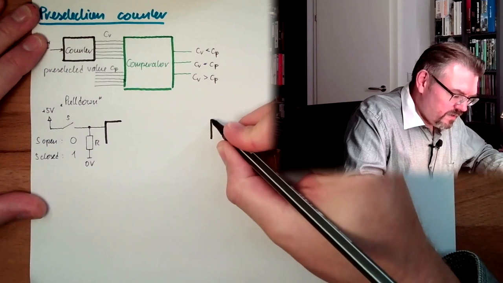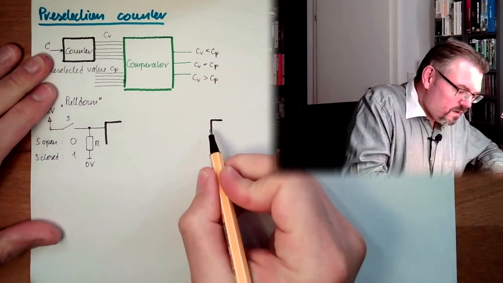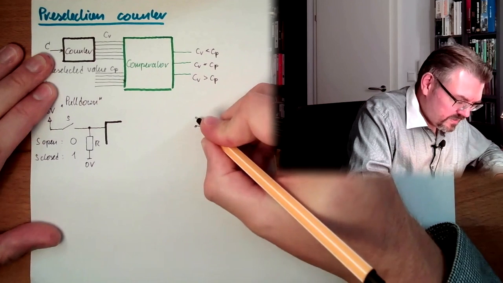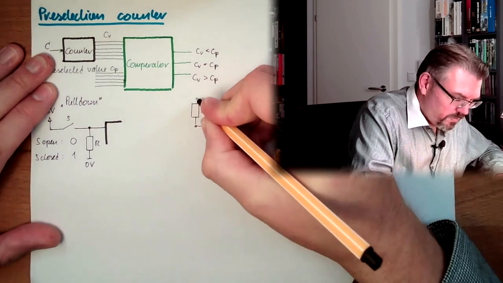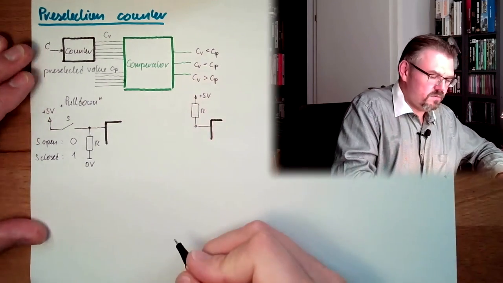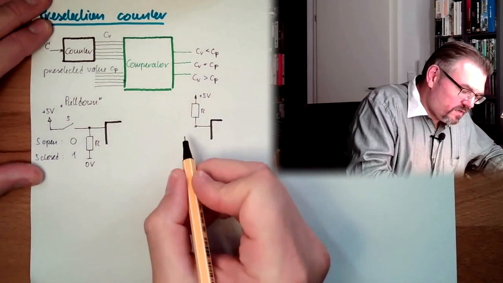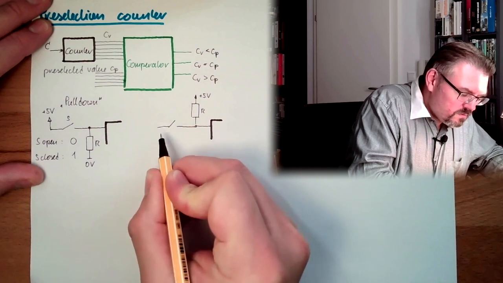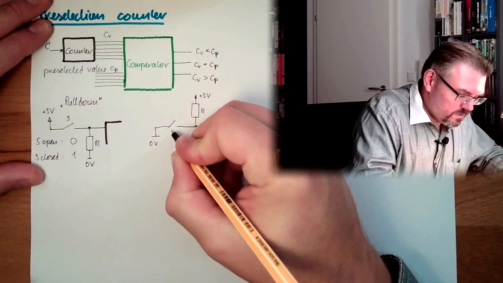Second possibility can be the same element here, doesn't really matter. I'm using a resistor, and this resistor is not connected to 0 volt, but to plus 5 volt, the high level of the logic used. And then we have again this switch here. And this switch I'm now connecting to 0 volt, to ground. Here we have the switch.